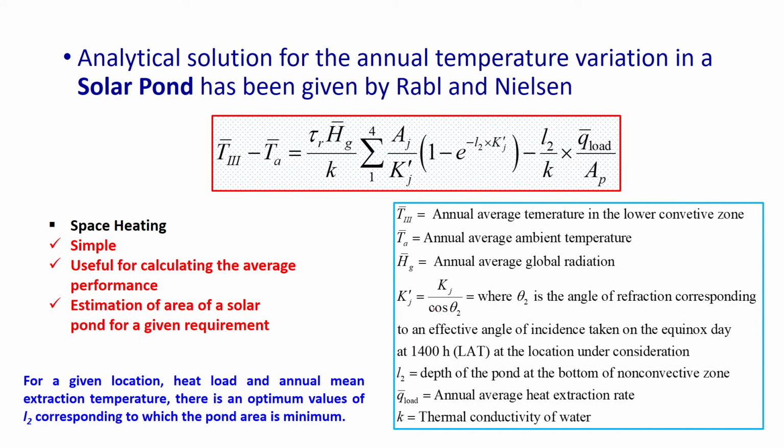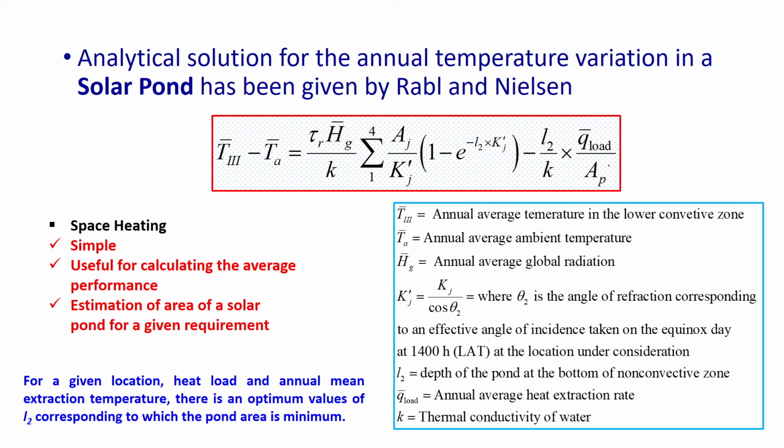Then Kj dash is equal to Kj by cos of theta 2, where theta 2 is the angle of refraction corresponding to an effective angle of incidence taken on the equinox day at 14 hours local apparent time at the location under consideration. And L2 is the depth of the pond at the bottom of the non-convective zone. And Q load bar is nothing but the annual average heat extraction rate. And K is nothing but the thermal conductivity of water.